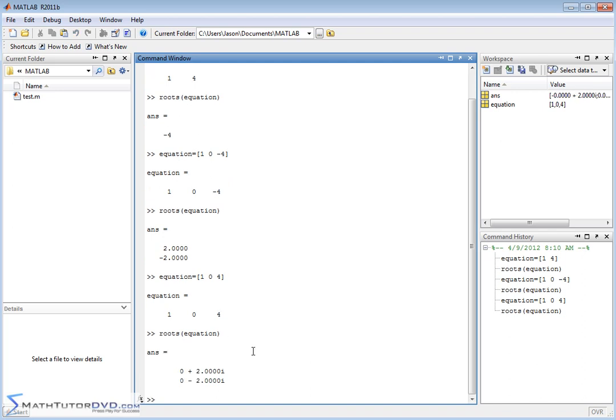Now notice what happens here. We have a complex answer. MATLAB has no problem giving you complex answers. Here we have 2i, and the other answer is -2i. These are conjugates of one another, which is one of the rules of algebra. You always expect to get these conjugates in pairs like this.